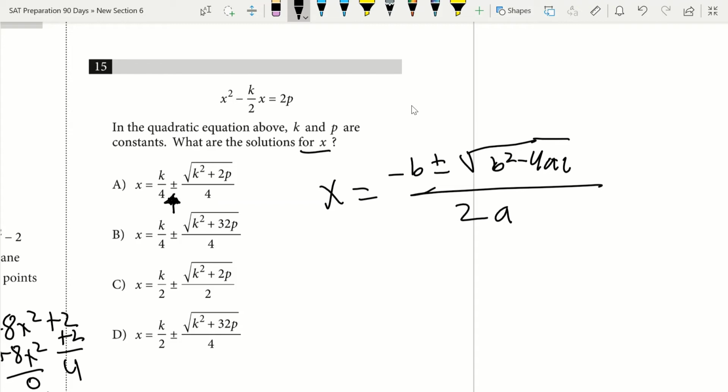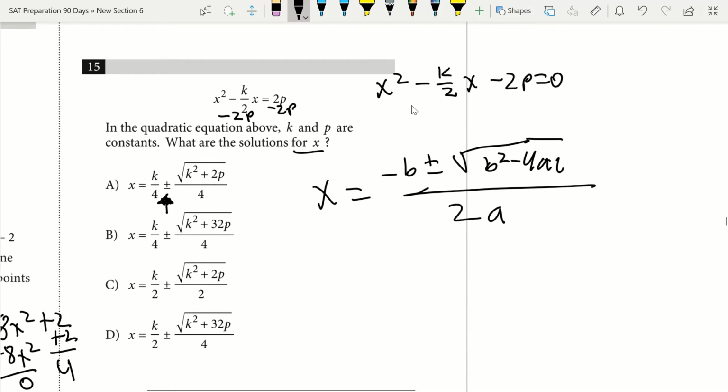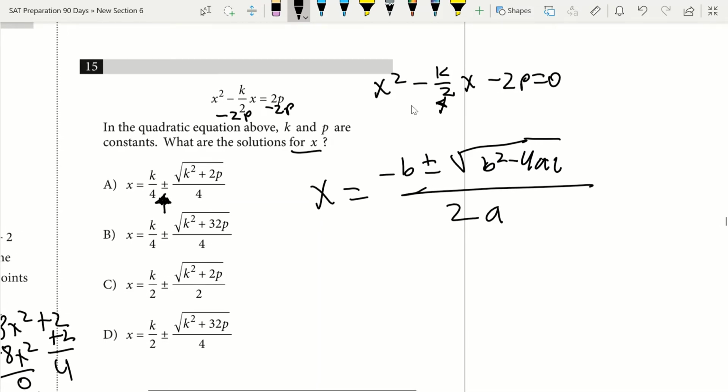All right, so if we were to do that, what we want to do is first set this equal to 0. So we're going to subtract 2p from each side. Now when we do that, we're going to get x squared minus k over 2x minus 2p equals 0. Then we have to get rid of this divide by 2 here. So I'm going to multiply everything by 2, so that way I don't have to deal with any fractions. So I'm going to get 2x squared minus kx, and then I'll have minus 4p, because I multiplied everything by 2.